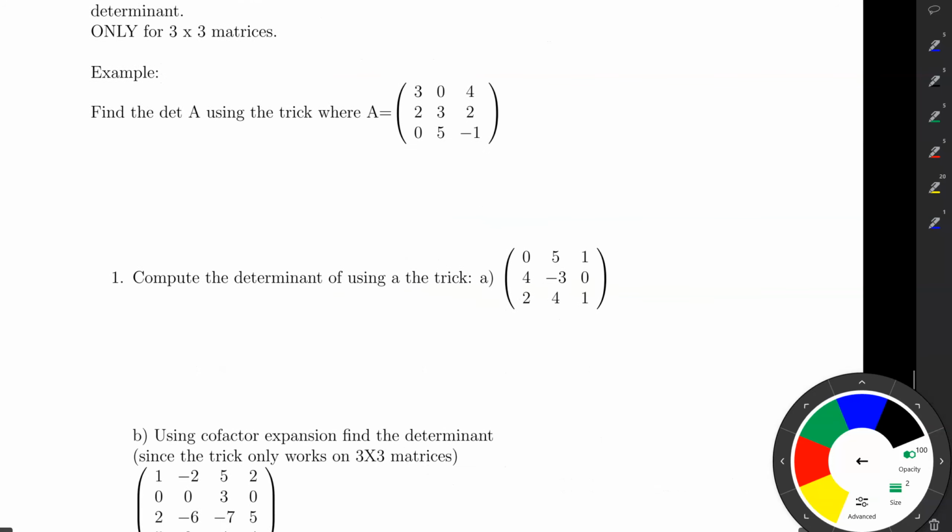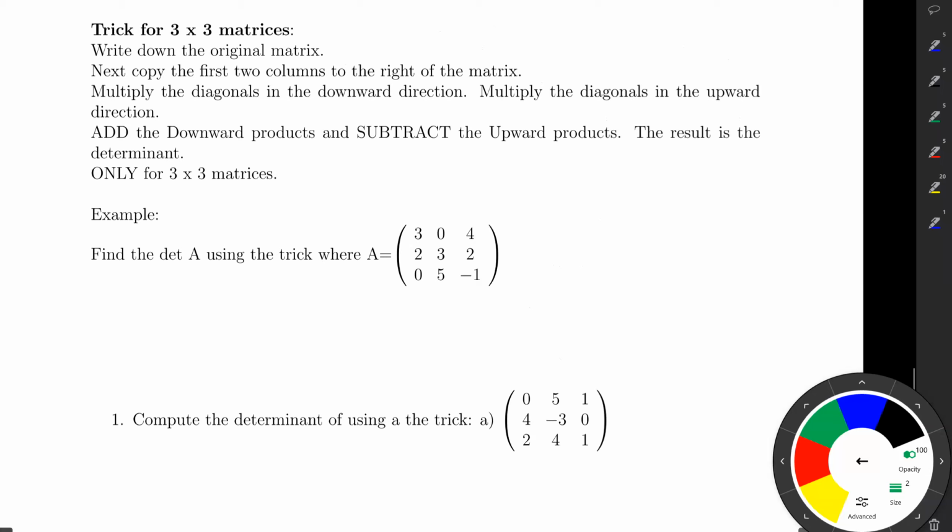All right, so there is a trick for 3 by 3 matrices, and let's do that in the next video.